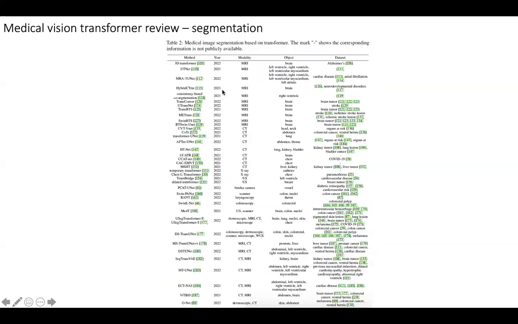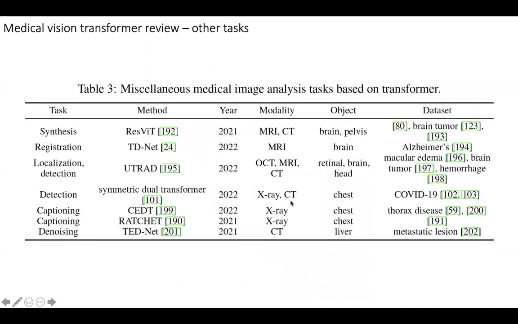For image segmentation, still different modalities have been considered in this field, and this approach is applied to different segmentation tasks for different objects, as in this column. Some other tasks include image synthesis, image registration, localization, detection, captioning, and denoising. Here are some references to all these different tasks.